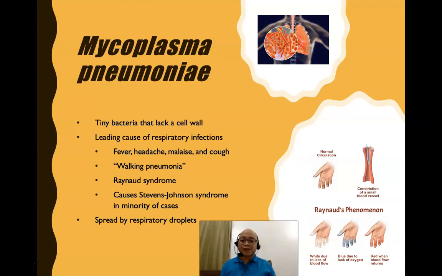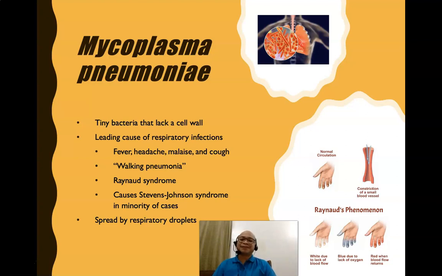Since, as we all know, the cell wall contributes to the shape of the bacteria, and since these organisms do not have a cell wall, they do not have peptidoglycan, so they won't have any definite shape. Hence the pleomorphic morphology. Mycoplasma pneumoniae is the leading cause of respiratory infection. This particular respiratory infection is characterized by fever, headache, malaise, and cough. Now, this one is also known as walking pneumonia because in some cases, patients could be asymptomatic.